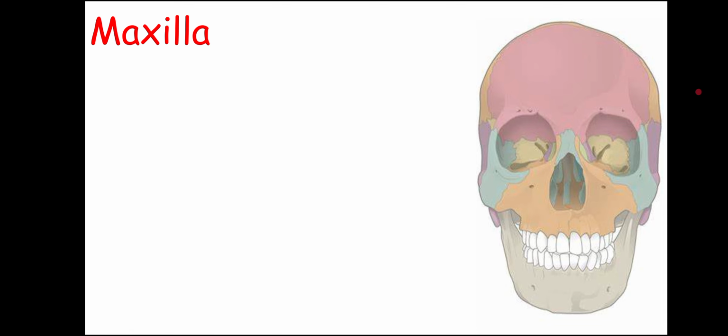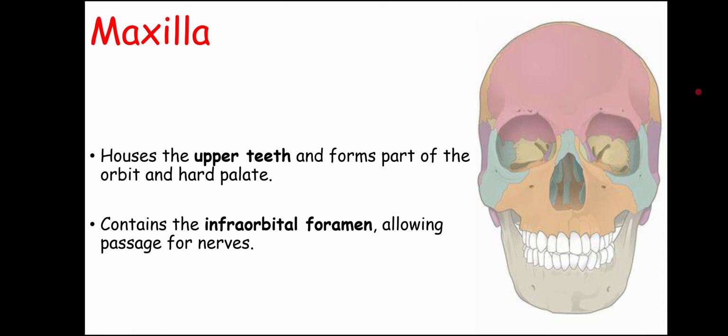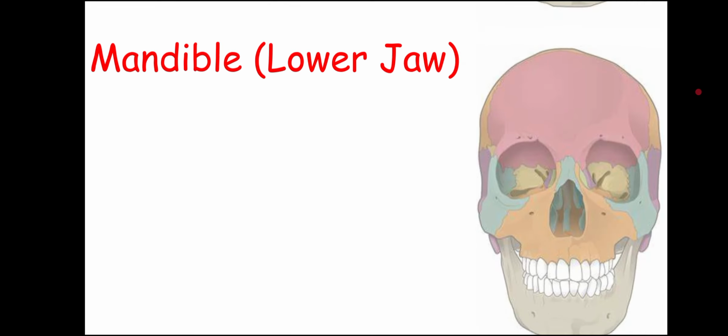Next bone we have is maxilla that houses the upper teeth and forms part of the orbit and hard palate. It contains the infraorbital foramen that allows passage for nerves and blood vessels.